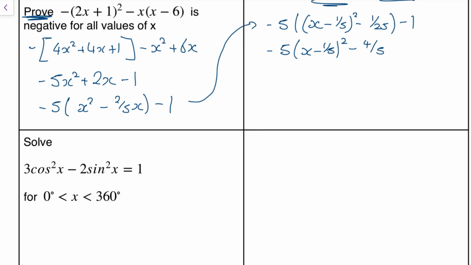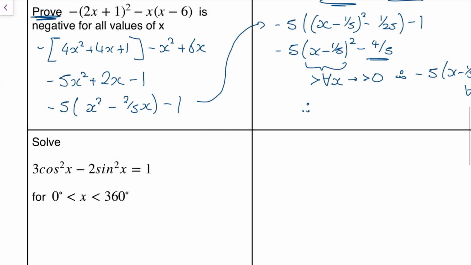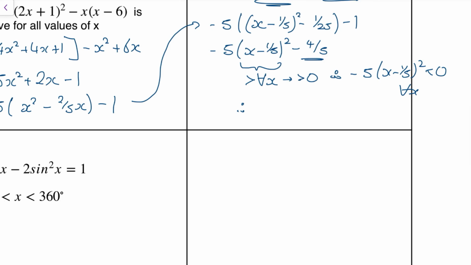Now, this is the important part. You then need to make a convincing argument that you understand that for all values of x, that means for all, the upside down a, so for all values of x, this is greater than 0. Therefore, minus 5 x minus a fifth squared is less than 0 for all x. I don't really need to say that's less than 0 because it's obvious. And so therefore, I mean, really I should write it out, but I would say therefore the expression is less than 0 for all x.